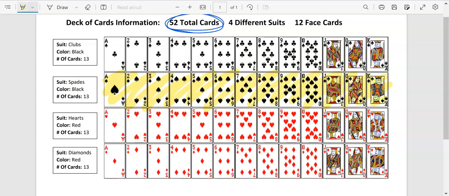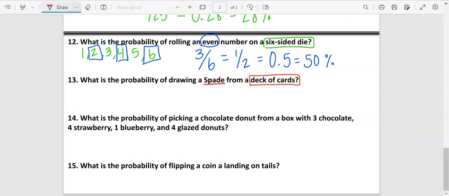So we need to know how many total spades we have. We can count, or that information can be found right beside it. We have 13 spades. So this probability, since we have 13 spades, it would be 13 out of a total of 52 cards. That can be simplified, so we do want to simplify it, to 1/4. From there, it can also be simplified to 0.25 or 25%.